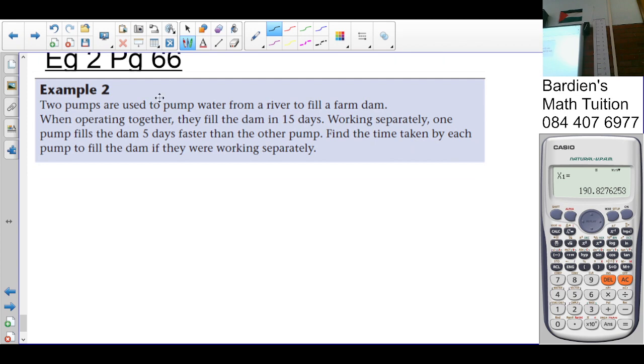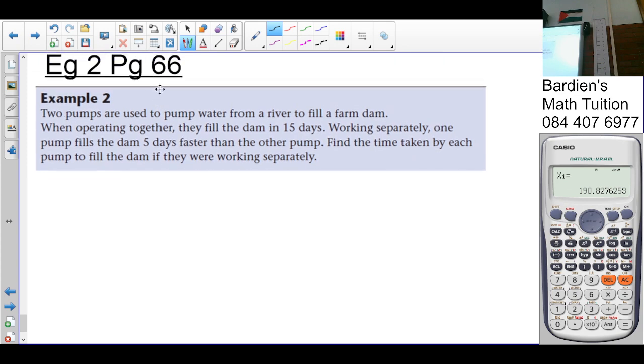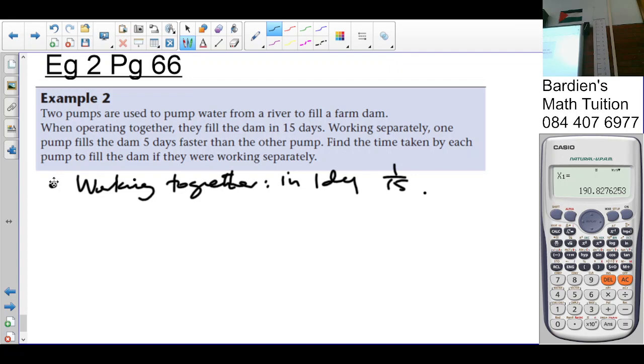Here we are told that 2 pumps are used to pump water from a river to fill a farm dam. When operating together, they fill the dam in 15 days. So, working together, in 1 day, how much do they fill of the dam? 1/15. Not so?